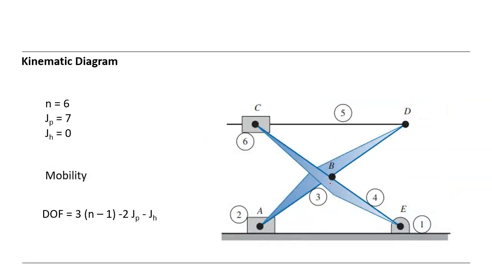Okay, so it seems like this. As we have already seen, we have the slider and pin joint here. That's the prismatic and pin joint. And here we have prismatic and pin joint at the same time. And here we have a pin joint. And here we also have a pin joint.